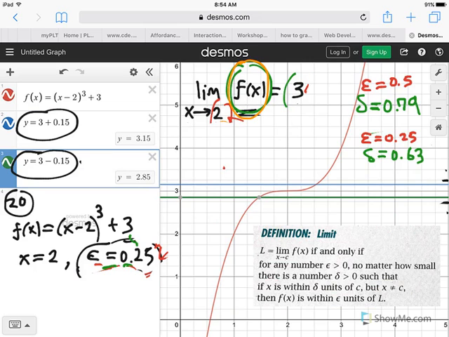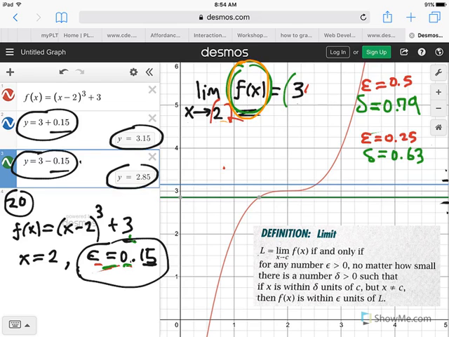So now to get you to see this idea, I'm going to change my epsilon value to something even smaller than 0.25. I'll make it 0.15. So if epsilon is 0.15, the range for the output values that I'm considering would be the limit plus epsilon and the limit minus epsilon. So it would be 3 plus epsilon, which would give me 3.15, and 3 minus epsilon, which would give me 2.85. So here are the horizontal lines, y is equal to 3.15, and y is equal to 2.85.